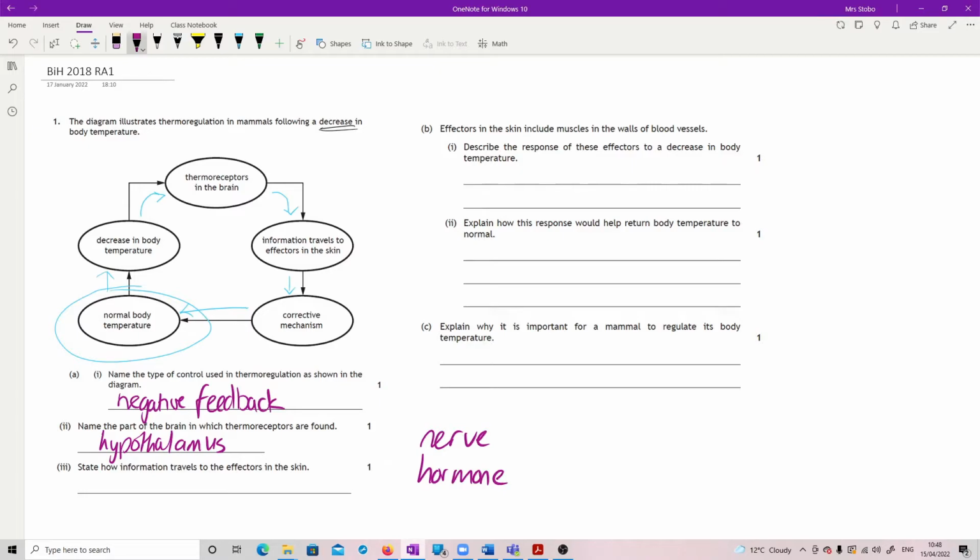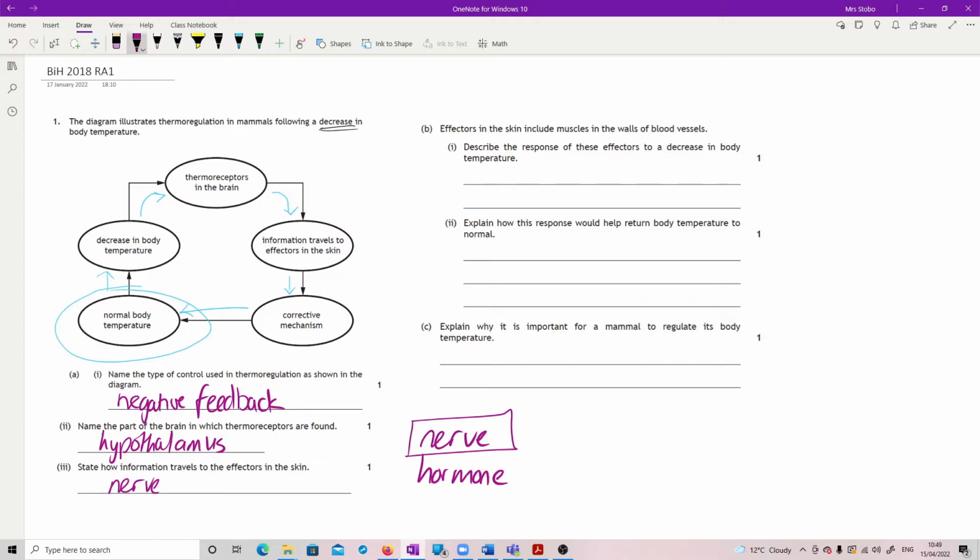Now, if it's hormone, you're looking for a longer lasting response, but it's going to take a little bit longer for it to kick in properly. Nerve, however, is fast, and that's what you're going to use here, because you need a quick response to change in temperature because you cannot allow it to go very far.